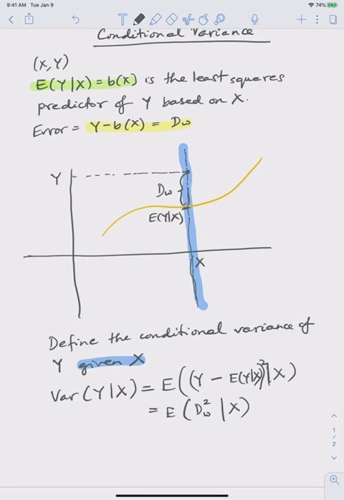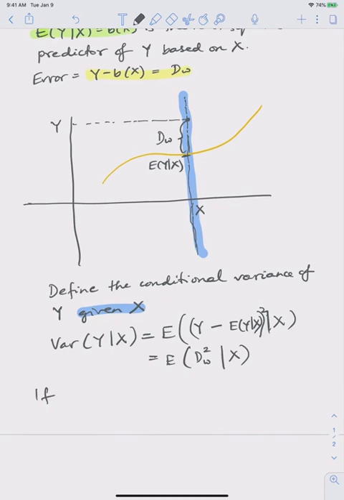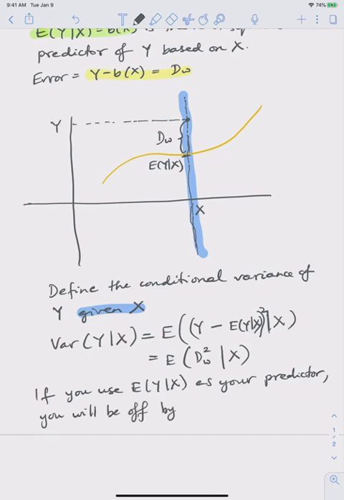For interpretation, if you use b of x, that is the conditional expectation, as your predictor, you'll be off by not a variance, you'll be off by an SD, a conditional SD. And I'm going to loosely say around, and you know that means that you will be correct to within a small number of multiples of the conditional standard deviation.